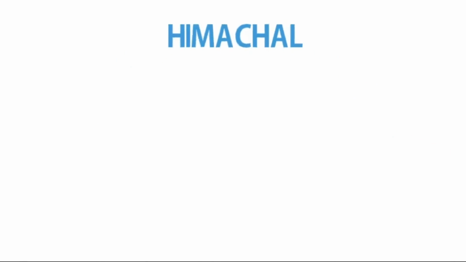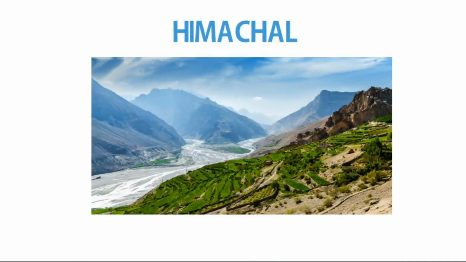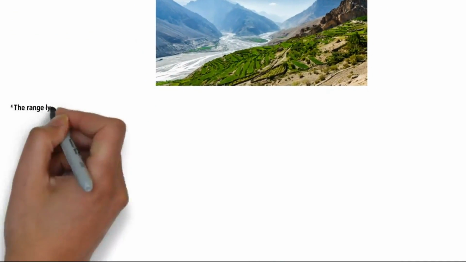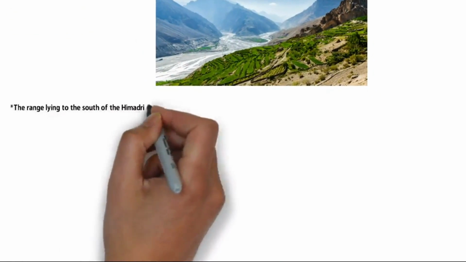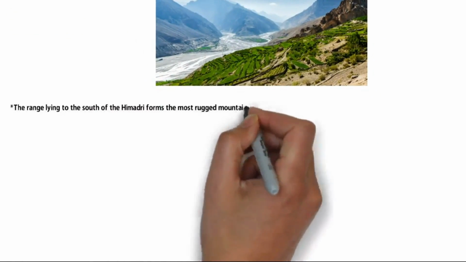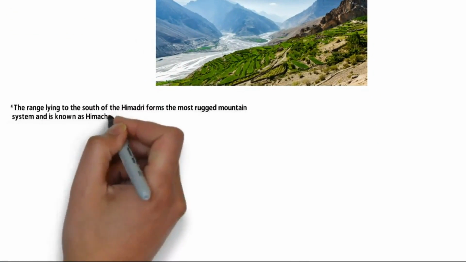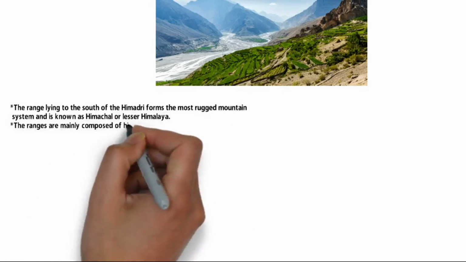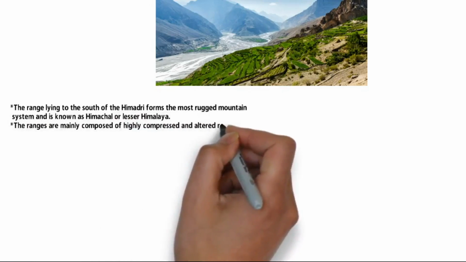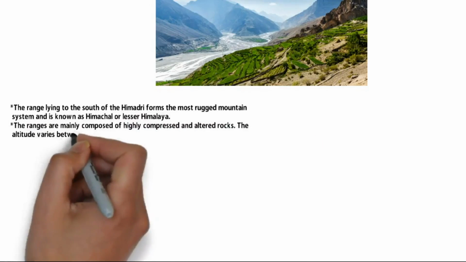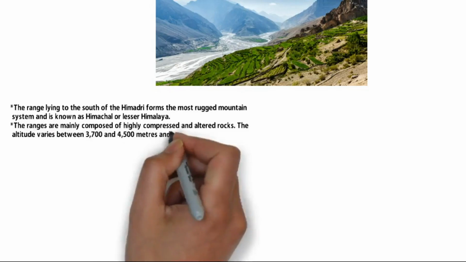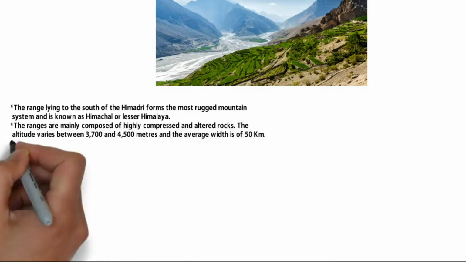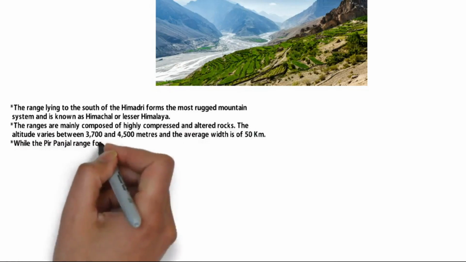Himachal. The range lying to the south of the Himadri forms the most rugged mountain system and is known as Himachal or Lesser Himalaya. The ranges are mainly composed of highly compressed and altered rocks. The altitude varies between 3,700 and 4,500 meters and the average width is 50 km.